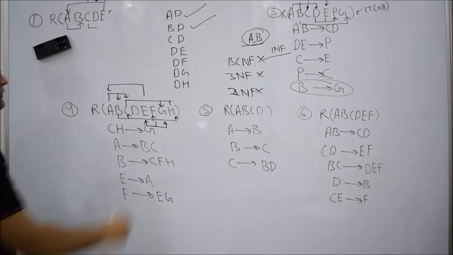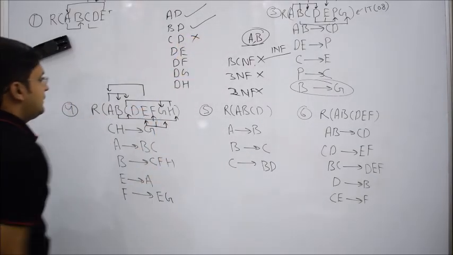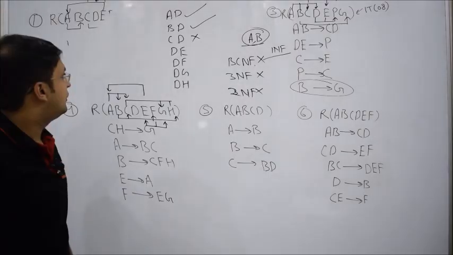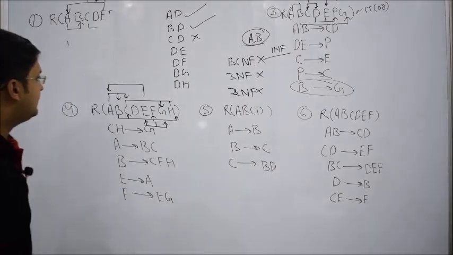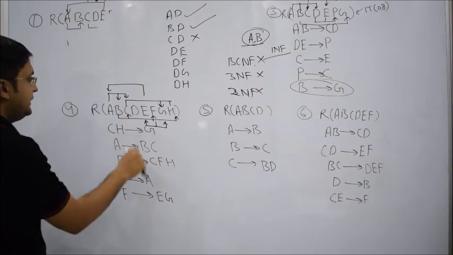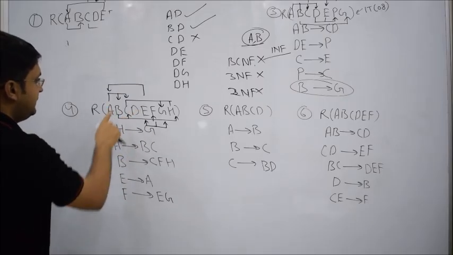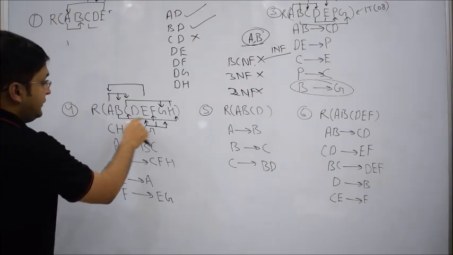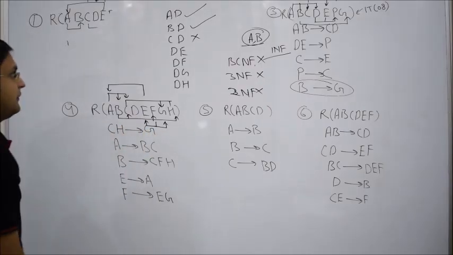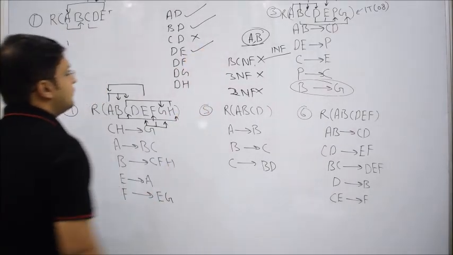So again we can say this CD itself is not a candidate key. Now let's try DE. You see, from E I can find A, from A I find BC, and again from B I can find C, F and H, and I find everything. It means DE is also a candidate key.